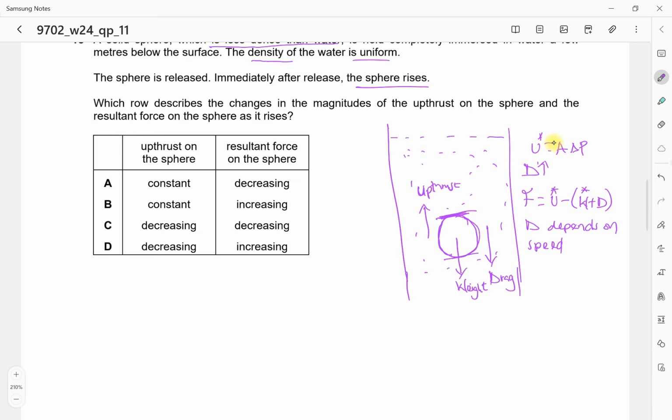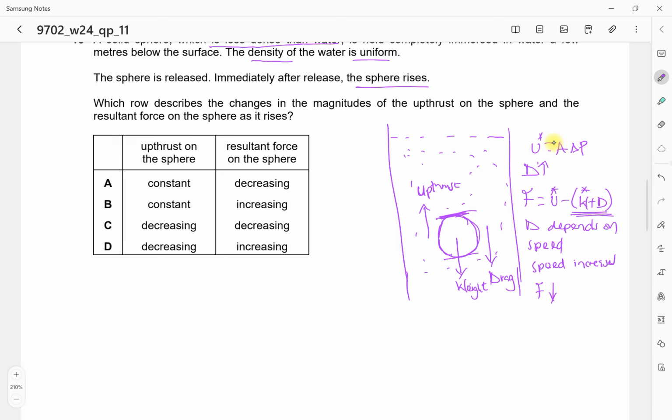And the speed is going to increase as it rises because it's lighter. So the speed increases, so the drag increases. If the drag increases, then this bracket here is going to be bigger, so the difference is going to be smaller. So the resultant force therefore decreases.